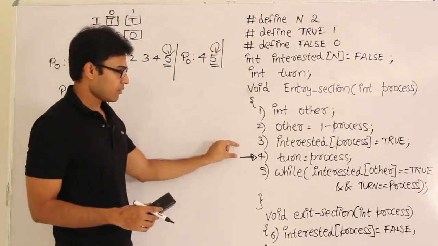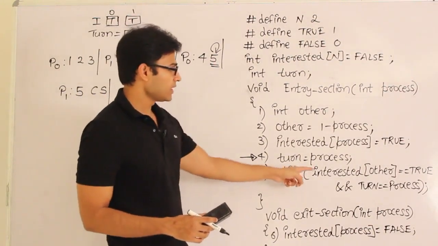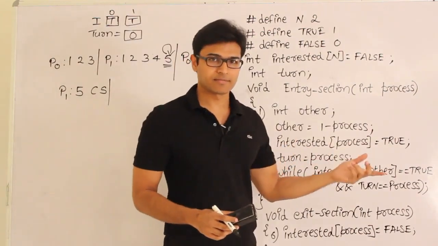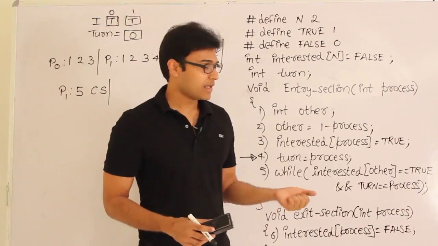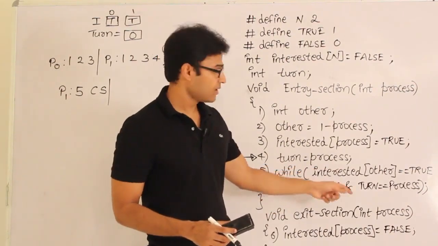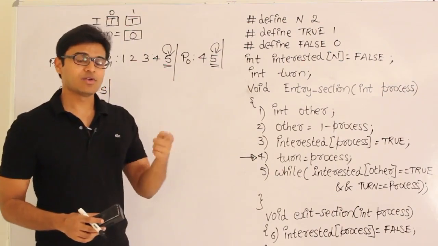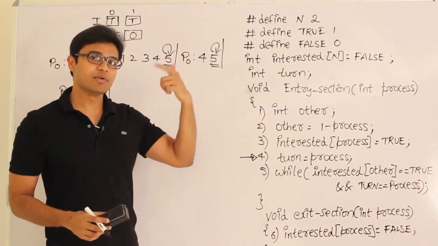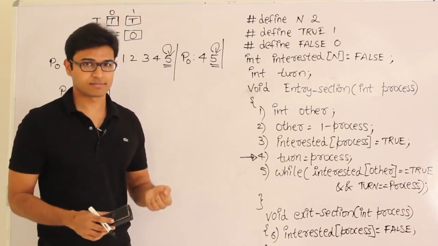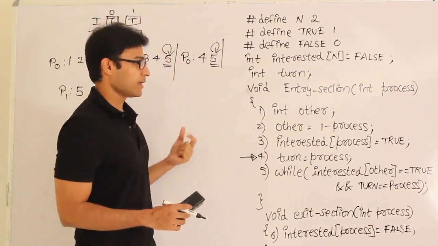See this. Now the while loop will break only in two conditions. One condition is if the other one is not at all interested. If the other one is not interested, then any process can get into it. Or if the other one is interested, and turn equal to process, it means if the other one is interested and you are the last one to set it, you have to wait, because earlier before you someone might have set the turn. It is somewhat difficult to understand. Maybe I'll take one more example and again I'll trace it out.